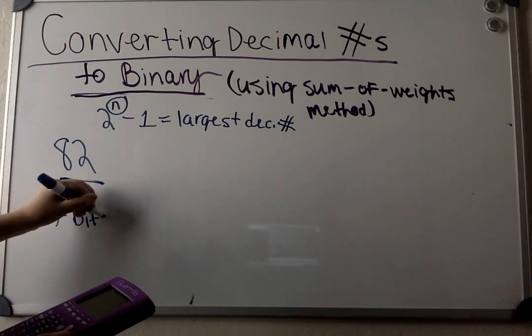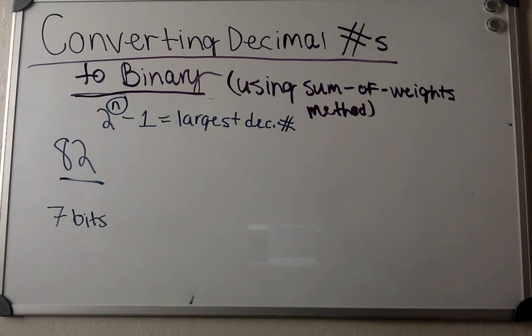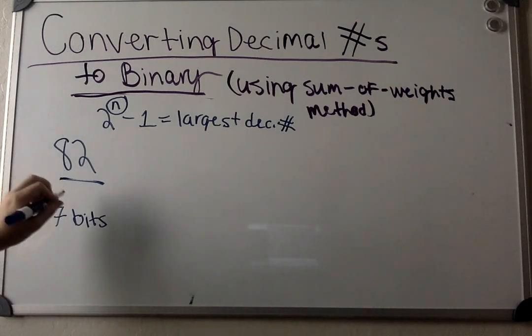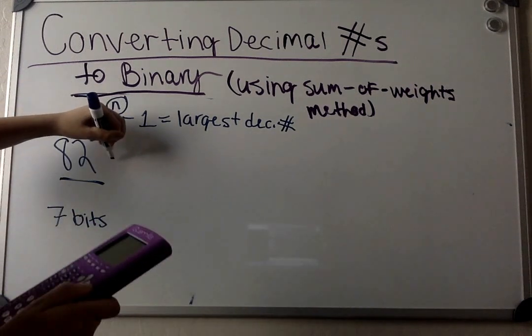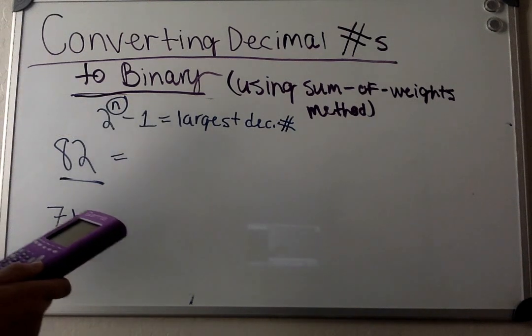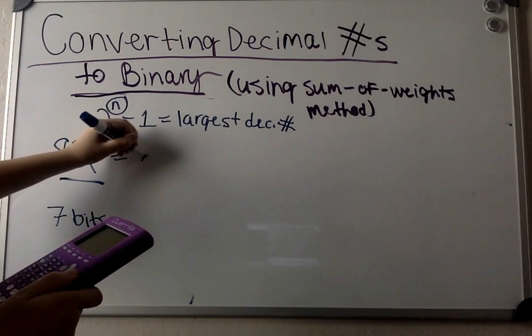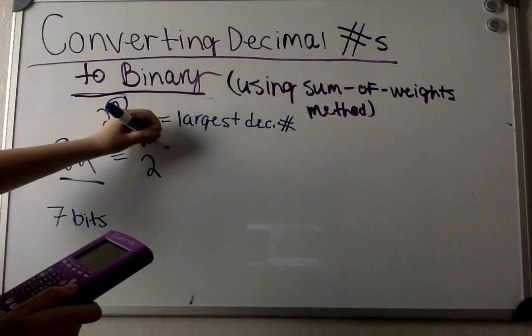So we're going to start at 2 to the 6, remembering that you always have a 2 to the 0. So you're starting at 0, and that means when you have 7 bits, you're really going up to 2 to the 6. Alright, so 82 is going to equal, let's see, we're going to start at 2 to the 6.